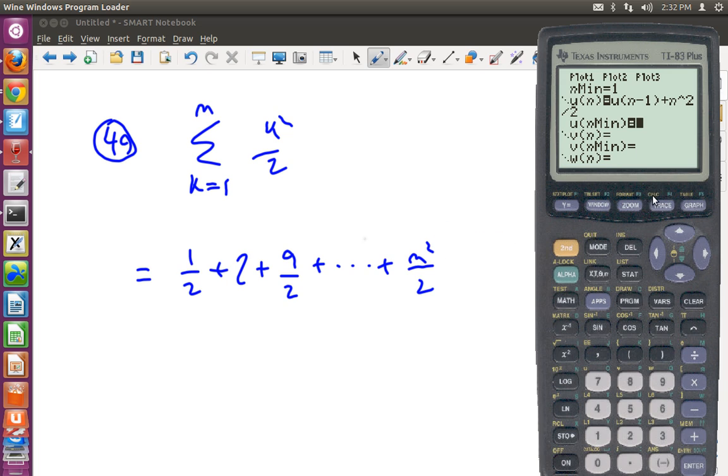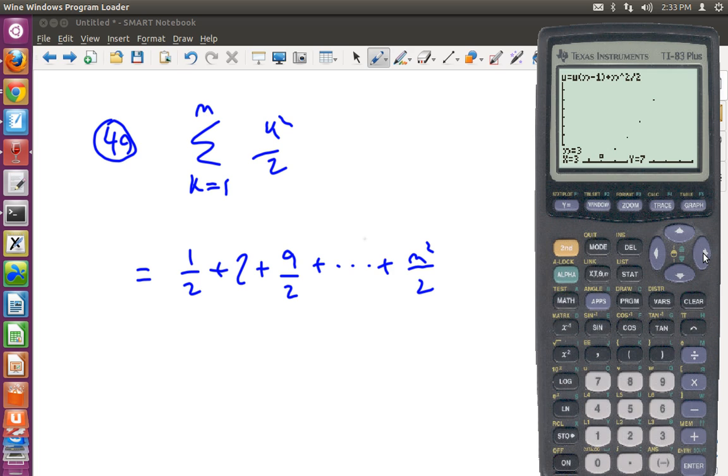All right, so the problem is, though, I have to tell it where it starts. What's the first value? 1/2. It doesn't know how to start. So tell it the first n value and the first u value and graph that. Now that goes way off the screen. But if you trace it, look what you get. 0.5, then 0.5 plus 2, then 0.5 plus 9/2.